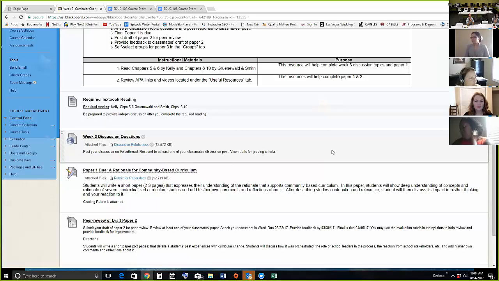community as well. But I did put in there some drafts for their papers where they can have a peer review. So they might have a partner each week who can review their papers before they're submitted. There's pretty much a paper almost every week that has to be turned in leading up to the final paper. They do have a group paper. So I actually was able to use the group function in Blackboard, and they will be able to self-select groups based on their content level or grade level that they're interested in.